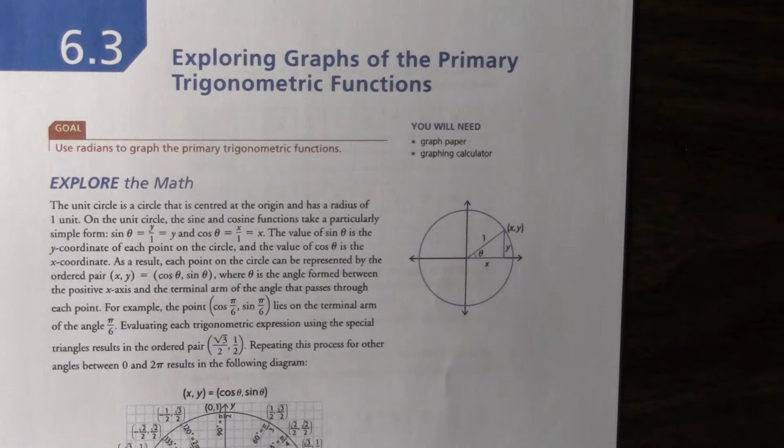As a result, each point on the circle can be represented by the ordered pair (x, y) equals (cos theta, sine theta), where theta is the angle formed between the positive x-axis and the terminal arm of the angle that passes through each point. For example, the point (cos pi over 6, sine pi over 6) lies on the terminal arm of the angle pi over 6. Evaluating each trigonometric expression using the special triangles results in the ordered pair (root 3 over 2, 1 over 2). Repeating this process for other angles between 0 and 2 pi results in the following diagram.